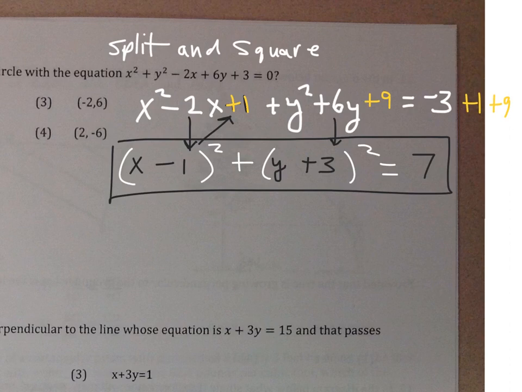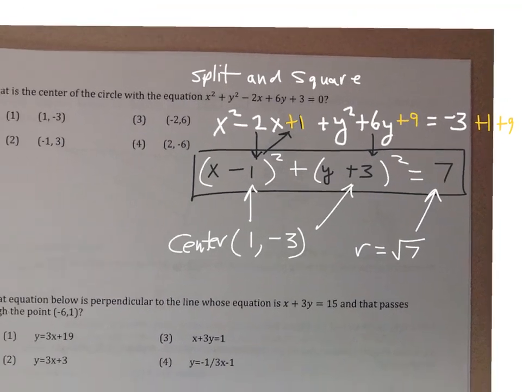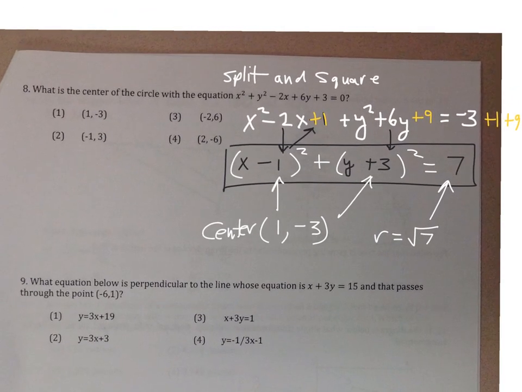Just remember on these questions, when you're trying to read the center, you're not just going to take those numbers, you're going to take the opposite of each of those numbers to create the center point. So the center won't be -1, +3. The center will be +1, and since that's a +3, that would change into a -3. And then the radius is not 7. The radius would be the square root of 7. So in this question, choice number 1 is the answer.